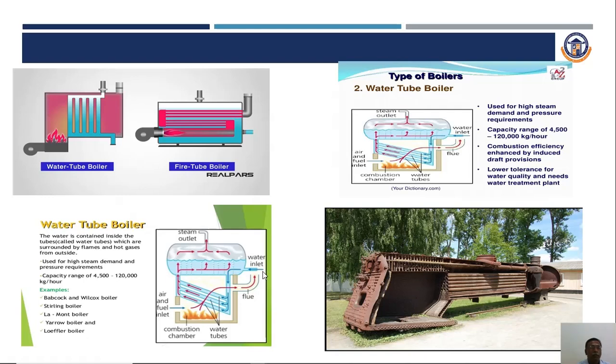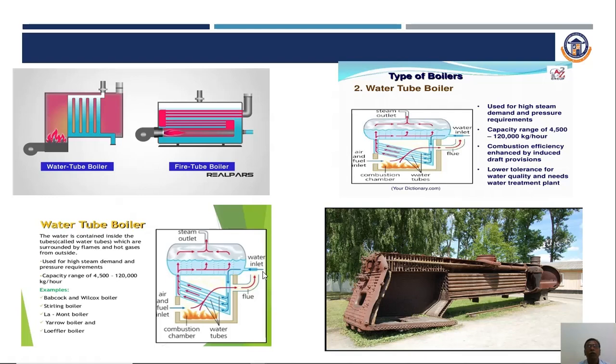The water goes inside the boiler tube, and the flue gases or hot gases pass through the outside of the tube. This is known as a water tube boiler. Then a fire tube boiler means the fire goes inside the boiler tube, and the outside of the boiler tube is surrounded with water. This is known as a fire tube boiler. So this is a major difference between the fire tube and water tube boiler.